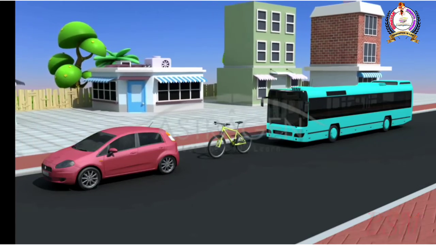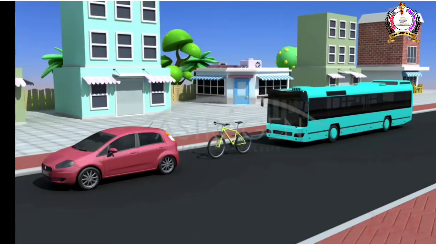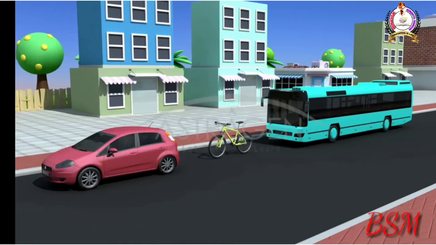The car is before the bicycle. The bicycle is after the car. The bicycle is before the bus. The bus is after the bicycle. The bicycle is in between the car and the bus.